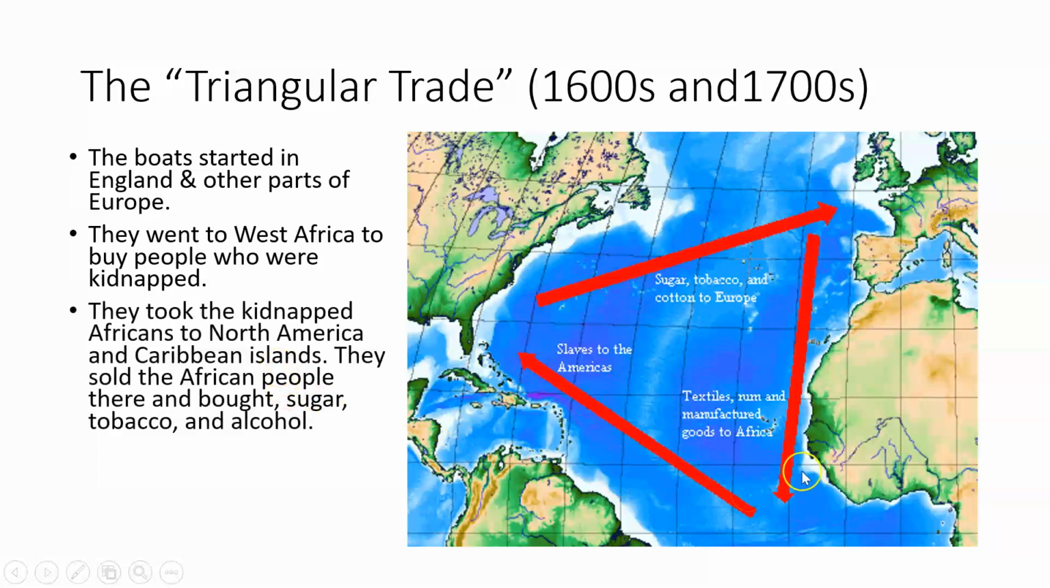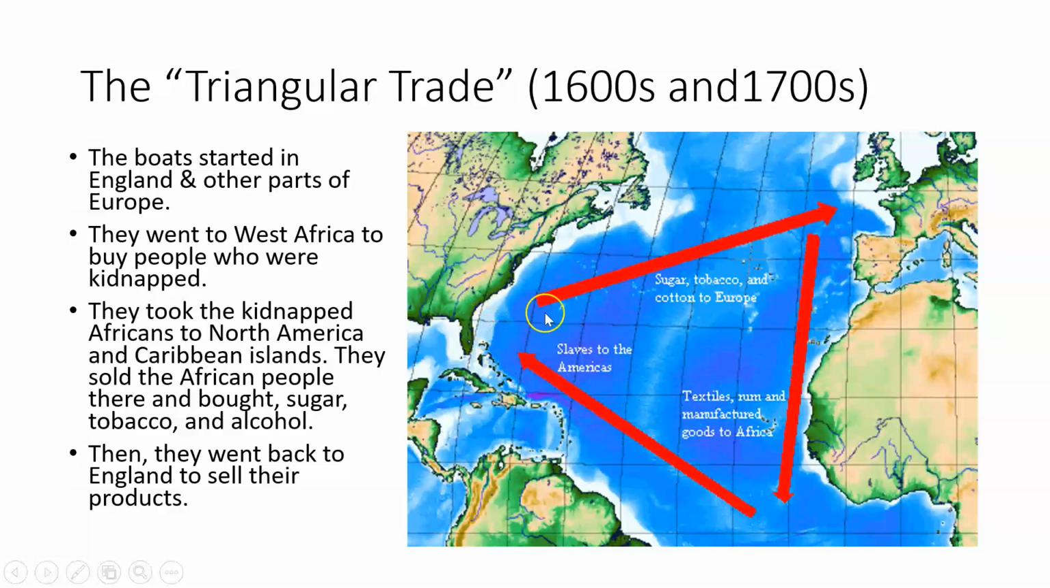They took the kidnapped Africans to North America and the Caribbean islands. They sold the African people there and bought sugar, tobacco, and alcohol. So here, the African people got off the boat, and the people who owned the boat bought sugar and tobacco and other things that were wanted in Europe. Then they sailed their boats back to Europe, and they would sell those things here, tobacco, cotton, and sugar. So that's why they call this the triangular trade. They had 3 stops along the way.